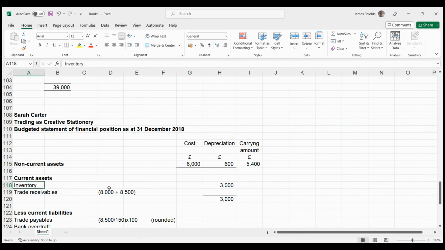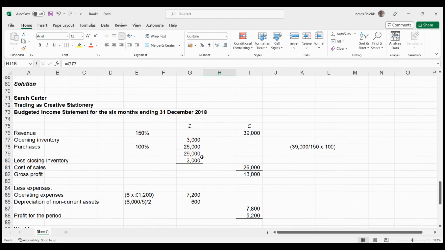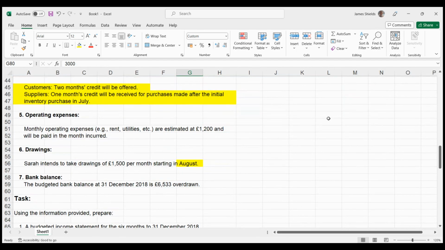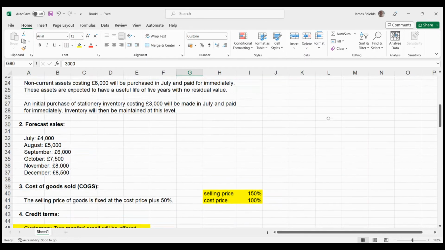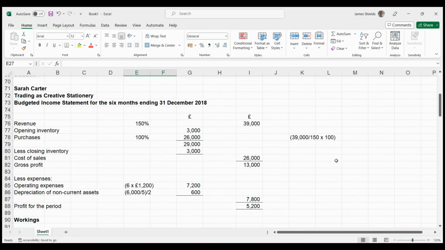Now the inventory, that's our closing inventory. Now I've already put it in as £3,000. So just a reminder, we go back to our income statement. The closing inventory was £3,000, and that came from the information in point number 1. Inventory will then be maintained at this level, and the level there we were told was £3,000. So that's where our closing inventory is coming from.